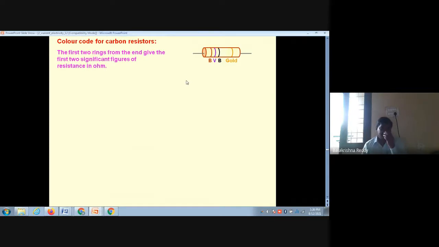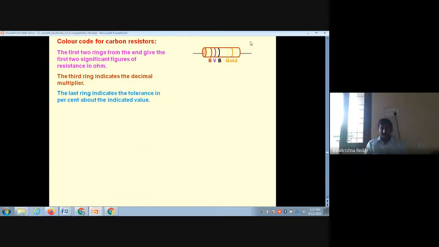There are rings on the resistors which describe the value of the resistor in terms of ohms. Look here. The first two rings from the end give the first two significant figures of the resistance. First two significant means the first two values. The third ring, here black, gives the multiplier, meaning into 10 to the power of 5, into 10 to the power of 6, like that.